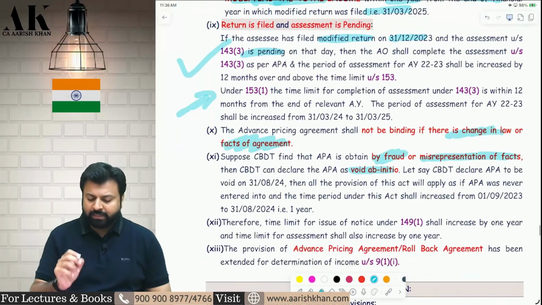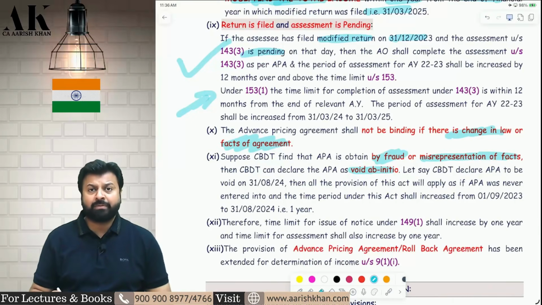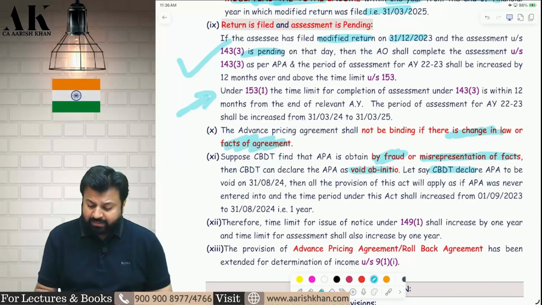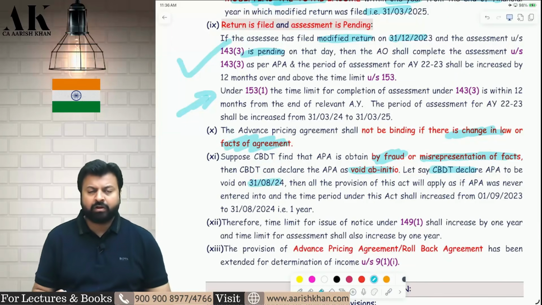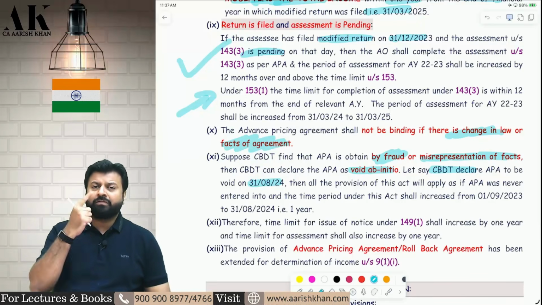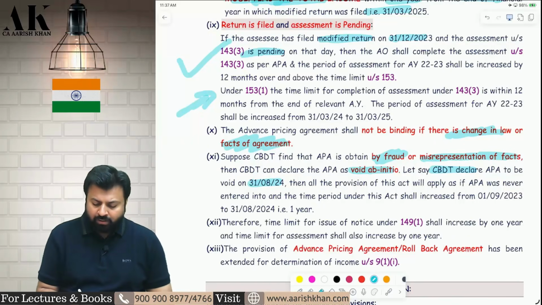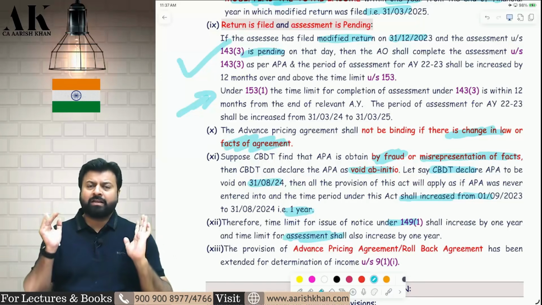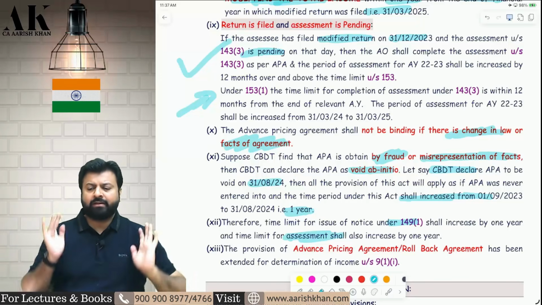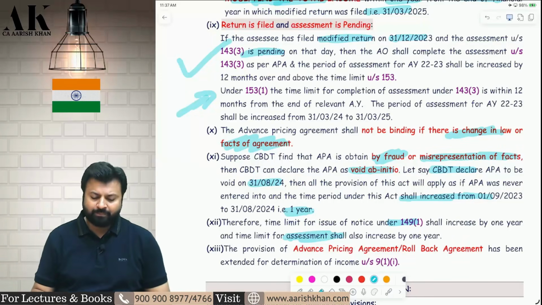For example, when was the agreement signed? The agreement was signed on 1st of September 2023. And let's say CBDT came to know on 31st of August that it has been obtained by fraud or misrepresentation of fact. So from 1st September 23 to 31st August 24, it is exactly 1 year. So all the officers will get exactly 1 year extra time to issue notices and to complete assessment. All the powers under the income tax law will be given an extra 1 year. I hope it is clear to all of you.